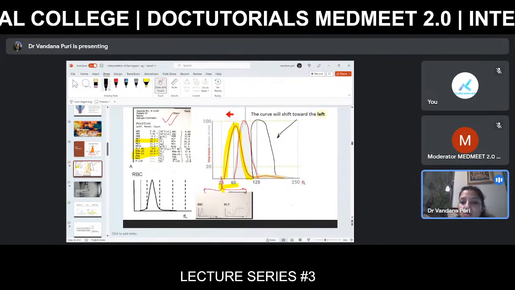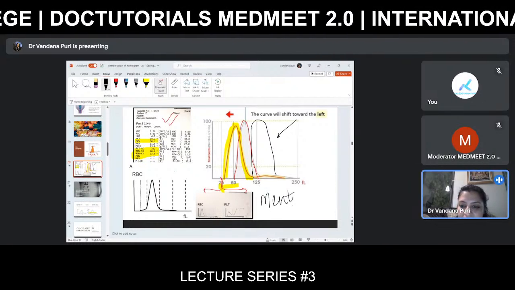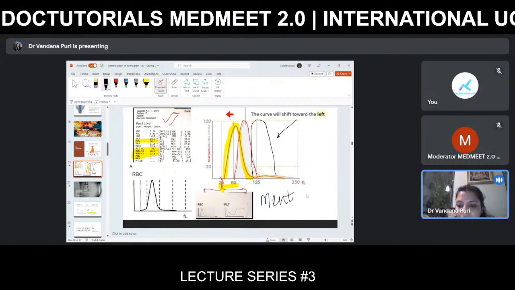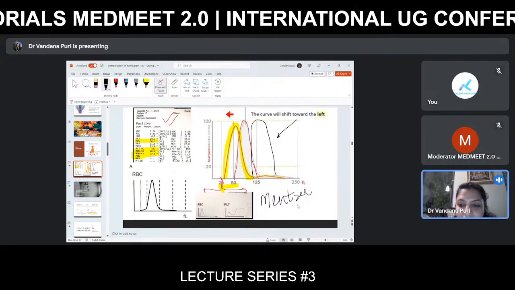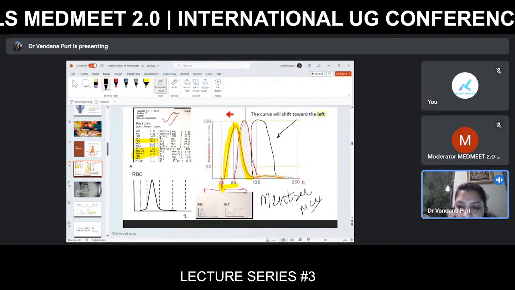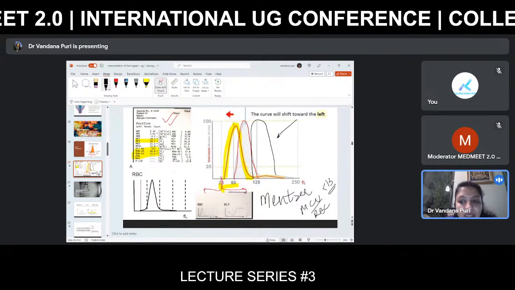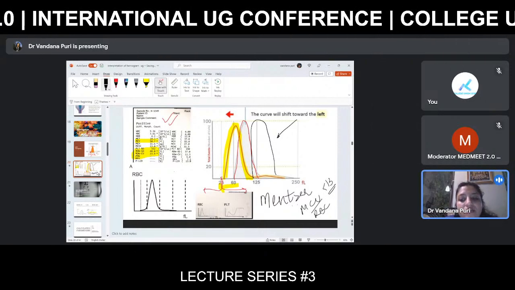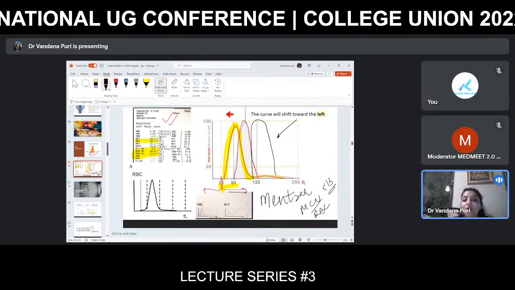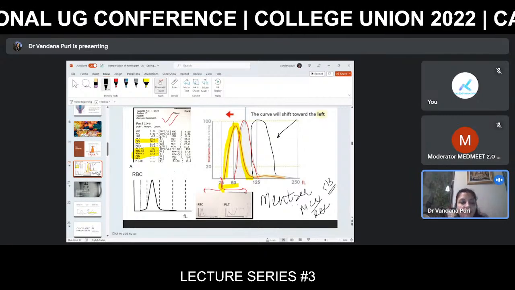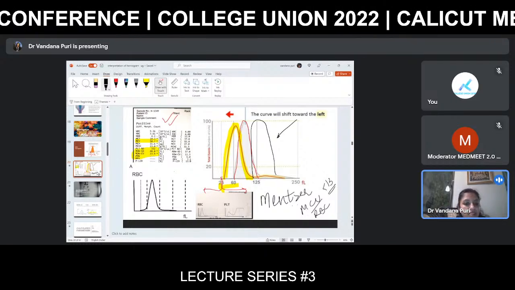So the quiz question for you is, there is an index called the Mentzer index. Who's going to tell me this Mentzer index quickly? It's just MCV by RBC. If you do this formula and it comes less than 13, you suspect beta thalassemia trait. If it is more than 13, it's probably iron deficiency anemia, right, guys? That's how the Coulter simply helps you to quickly look at the picture and differentiate that this can be iron deficiency anemia and this can be a beta thalassemia trait.